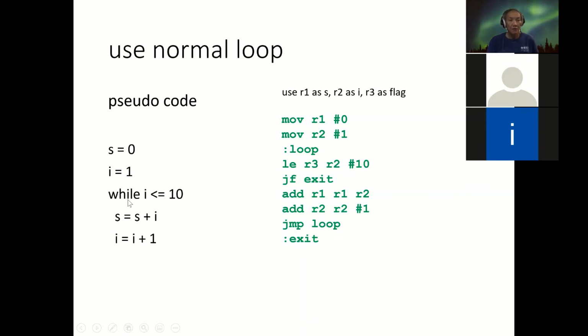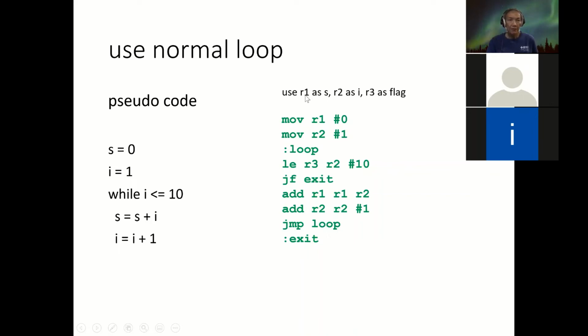Okay, so we use a loop: as long as I is less than or equal to 10, we keep adding I to the sum and then increment I by 1. This can be achieved by using this sequence of machine code. First of all, we have to assign the registers. This is important. You should make a habit of writing this out by hand.